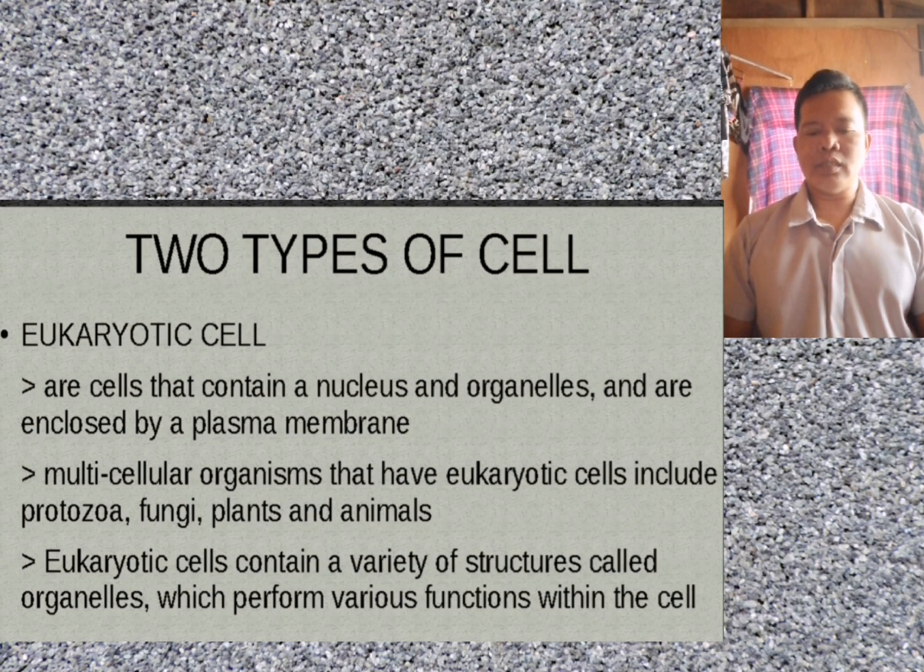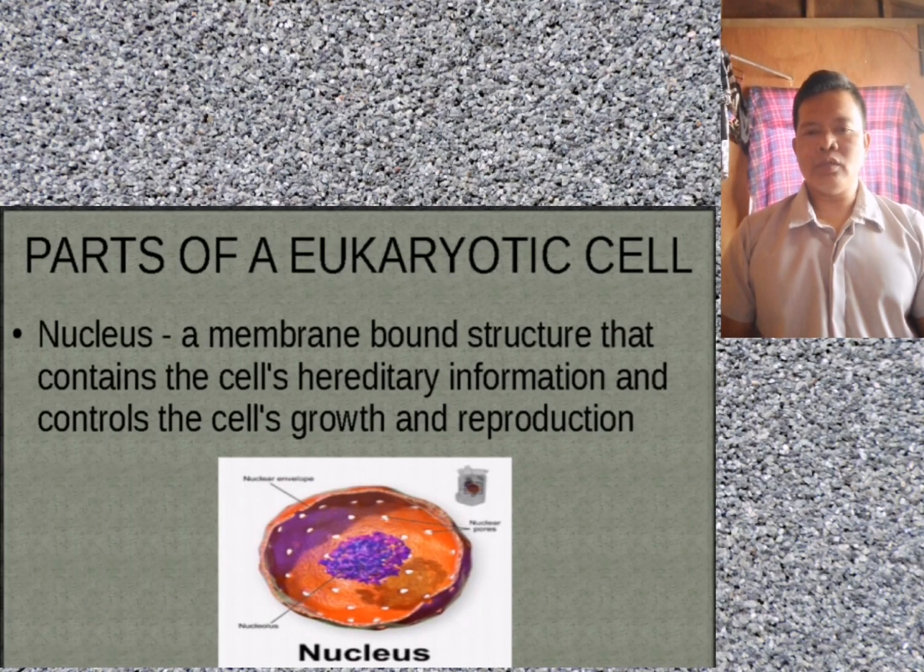Eukaryotic cells are cells that contain a nucleus and organelles and are enclosed by a plasma membrane. The multicellular organisms that have eukaryotic cells include the protozoa, the fungi, the plants, and animals. Eukaryotic cells contain a variety of structures called organelles which perform various functions within the cell. The first one is the nucleus, the membrane-bound structure that contains the cell's hereditary information and controls the cell's growth and reproduction.